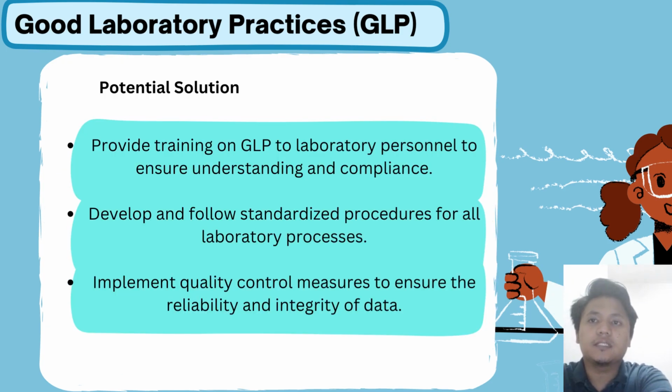Okay, so let's talk about the potential solution. So first, we can provide training on GLP to laboratory personnel or to the students in case of IIUM to ensure the understanding and the compliance of GLP. And the second one is we can develop and follow standardized procedures for all laboratory processes. And lastly, we can implement the quality control measures to ensure the reliability and integrity of data.